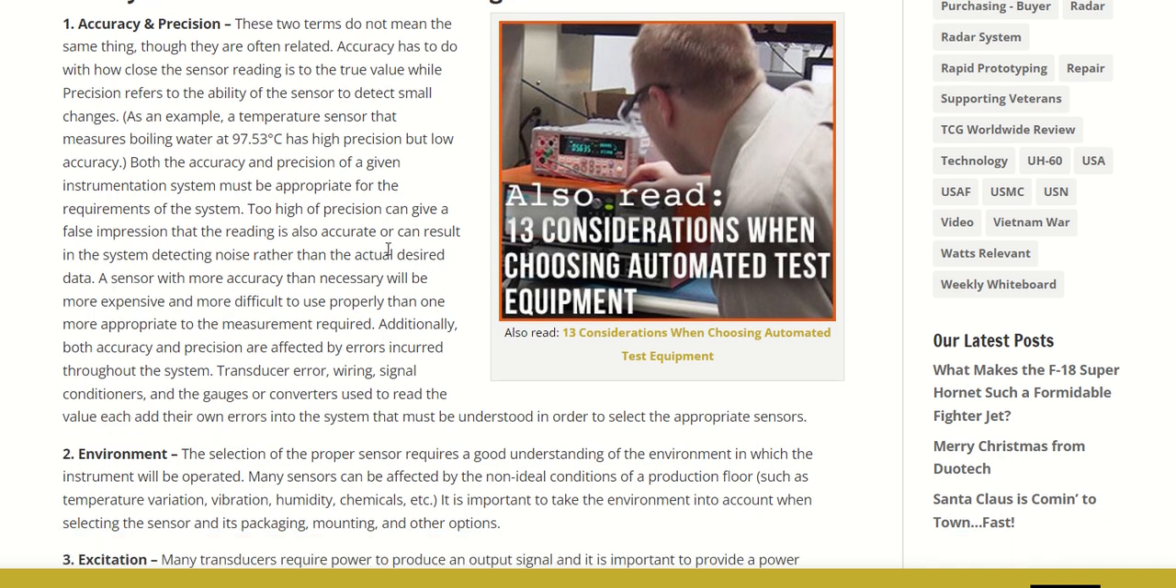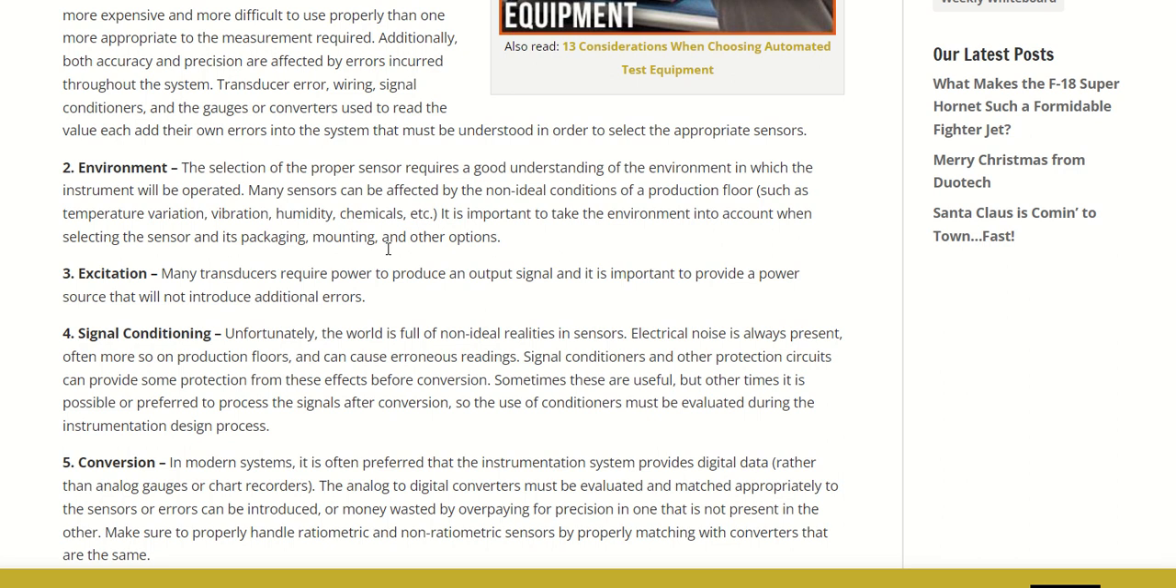The second factor would be the environment. The selection of the proper sensor requires a good understanding of the environment in which it is going to be operated, and many of the sensors can be affected by non-ideal conditions of production floors like temperature variation, vibration, humidity, chemicals, etc. So it is important to take the environment into account when selecting the sensor and its packaging, mounting, and any and all other options.